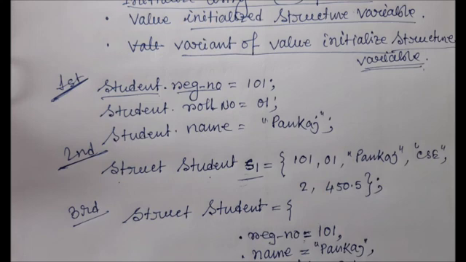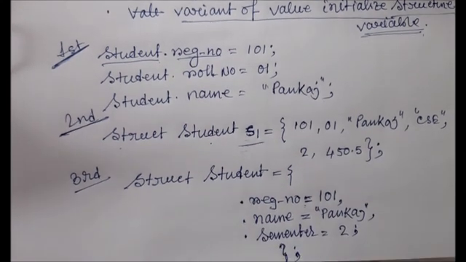After that, at the end we use a semicolon. If I want, I have to complete all the fields, and at the end we put the closing curly bracket and then a semicolon. So, in three ways we can initialize a structure variable.